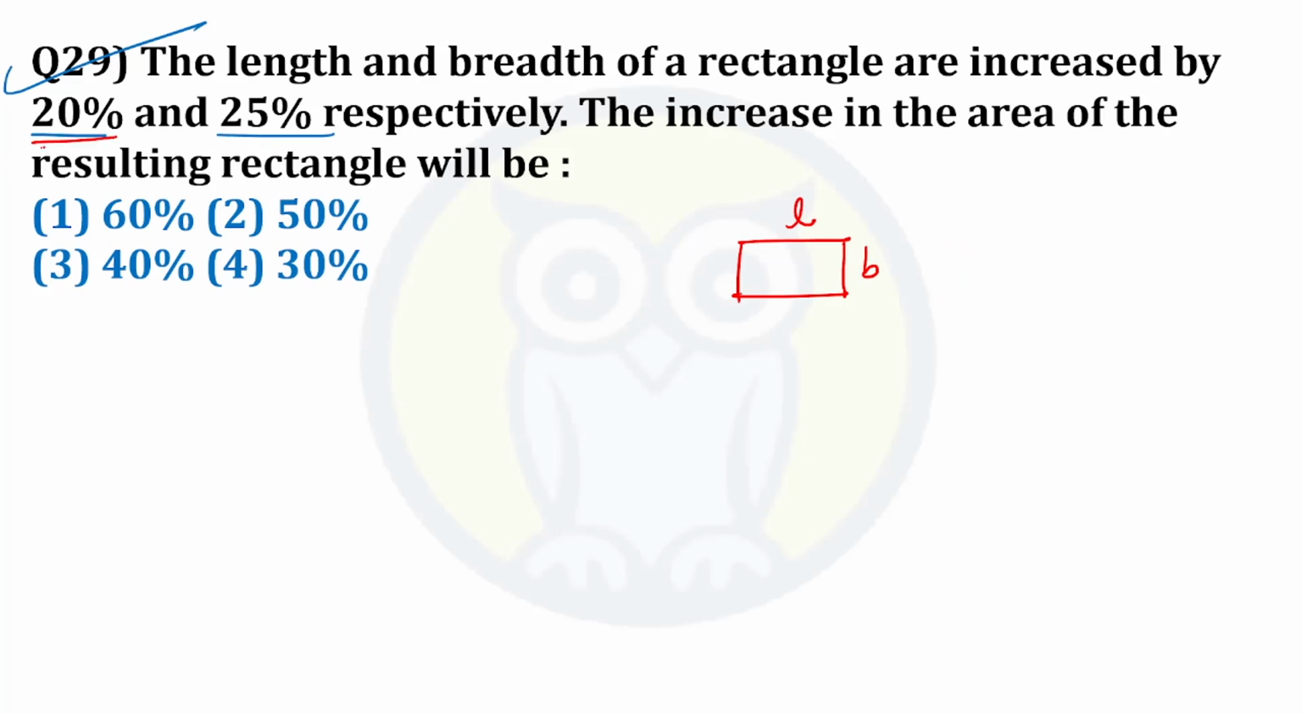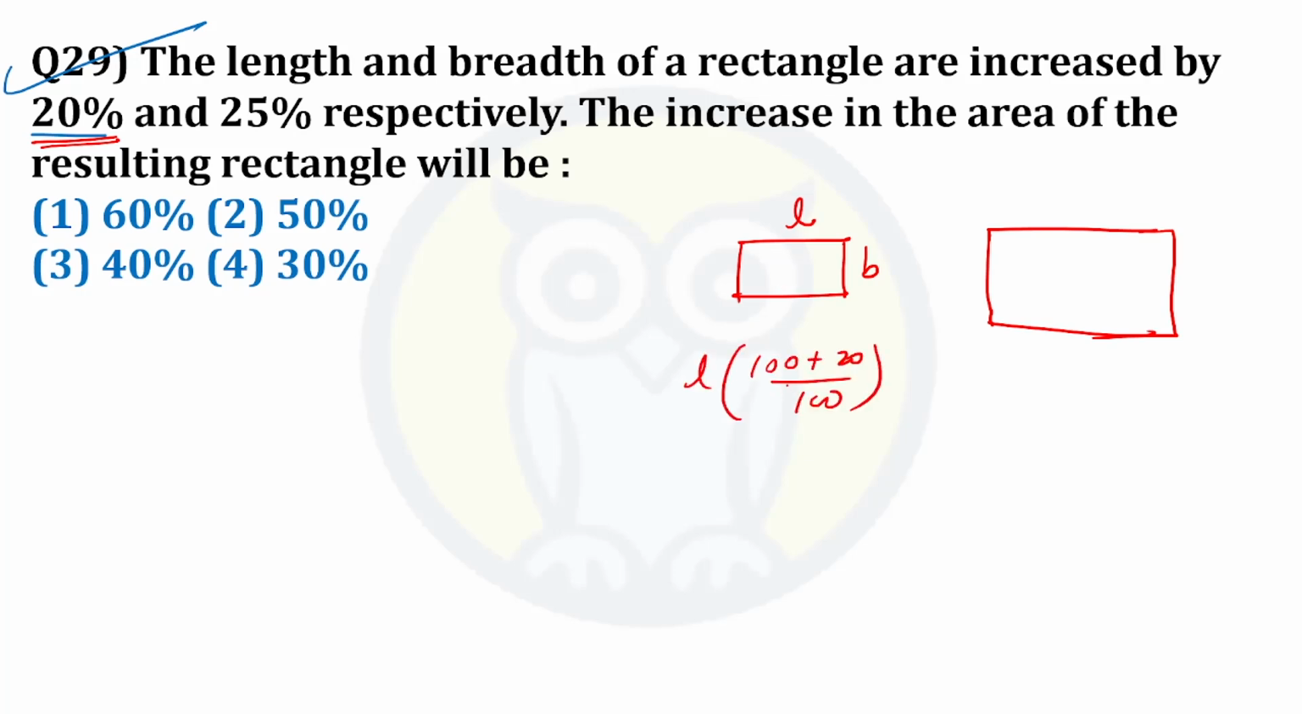The length is increased by 20%, and the breadth is increased by 25%. Overall it will become a bigger size. Now L increased by 20% becomes L times (100 plus 20) by 100. Adding gives 120 by 100, cancel the 0, and as a decimal it is 1.2L. So L will become 1.2L.